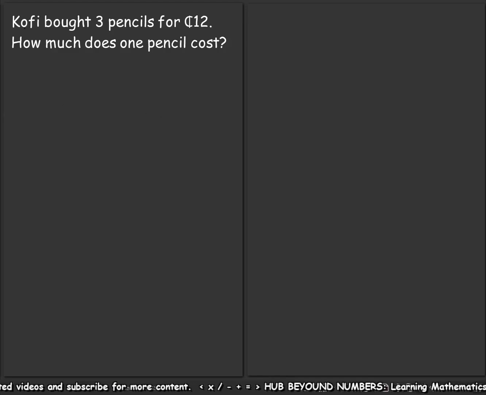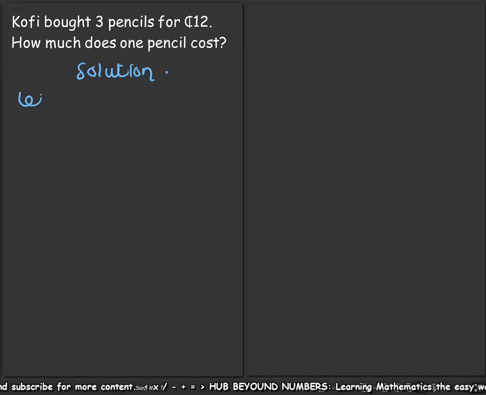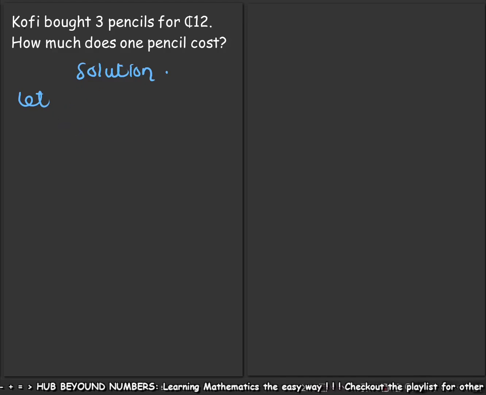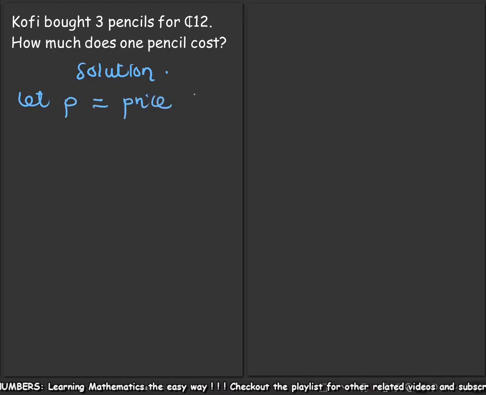Okay, so to apply what we have just learned, this question says, Kofi bought 3 pencils for 12 cedis. How much does one pencil cost? So the first step is to identify the unknown. So we say let x be, or instead of x, you can use any variable at all. Since it's pencil, I'll just say let p be the price of a pencil.